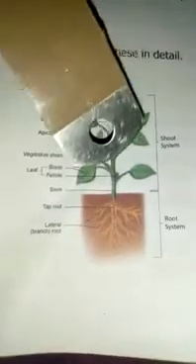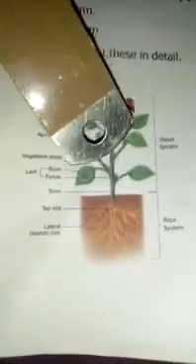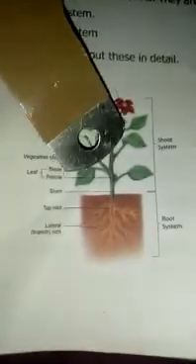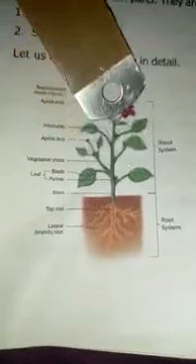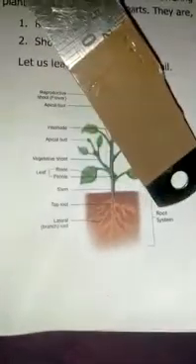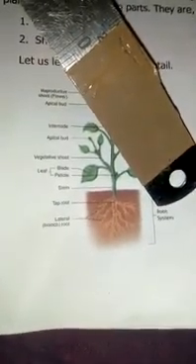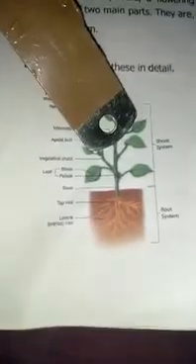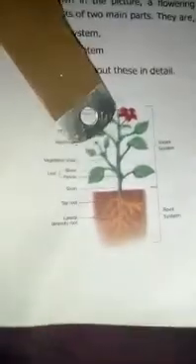This portion we call the stem and leaves above the ground, which we can see easily. This portion is called the shoot system, and roots below the ground. This is the root system. These are the two main systems of a plant: shoot system and root system.